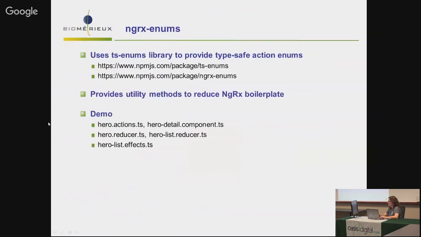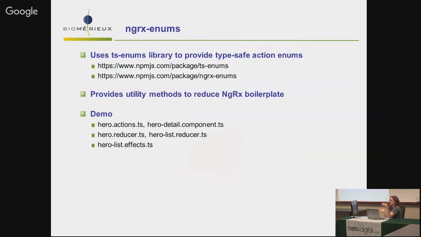So, ngrx-enums, again, is a library. It provides type-safe enums for your actions. Since we don't have much time, I'm not going to go into a lot of detail about what these enums are, but it's based on ts-enums, also written by Lance Finney, which is just a way to get Java-style enums in TypeScript. If you're familiar with Java, a Java enum is really a class with a set number of immutable instances. So that's how we're going to model our actions.